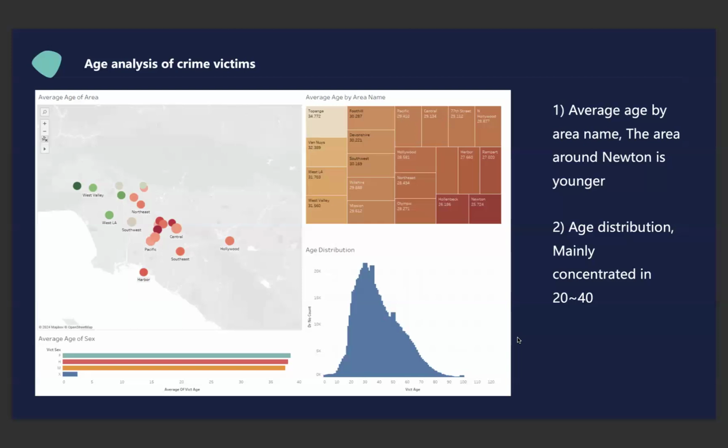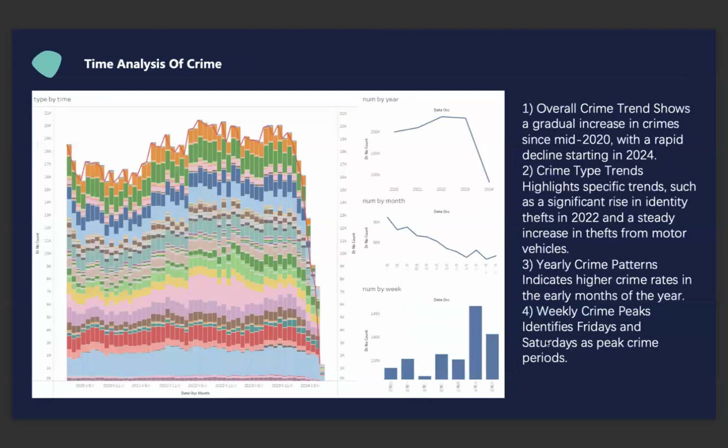Next page, please. And our third dashboard provides a detailed analysis of the trend in the number and types of crimes over time. This analysis is crucial for understanding how crime patterns evolve and for identifying periods that require more attention. Let's begin with the histogram on the left.